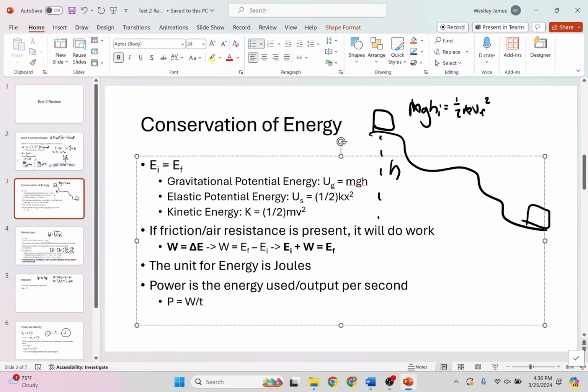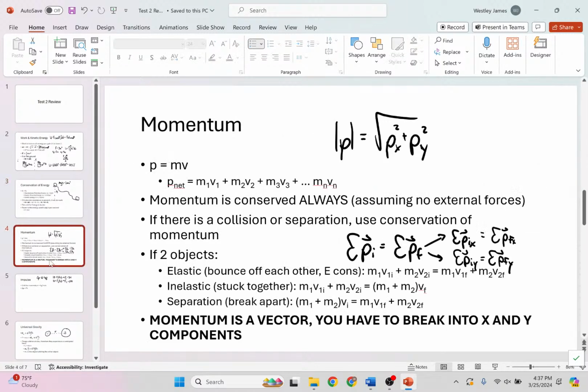And then power is just kind of chucked down here. Make certain you remember power equals work divided by time. Power is literally defined as energy gained or lost per second. Work divided by time. Energy gained or lost per second. So make certain you can do conservation of energy.